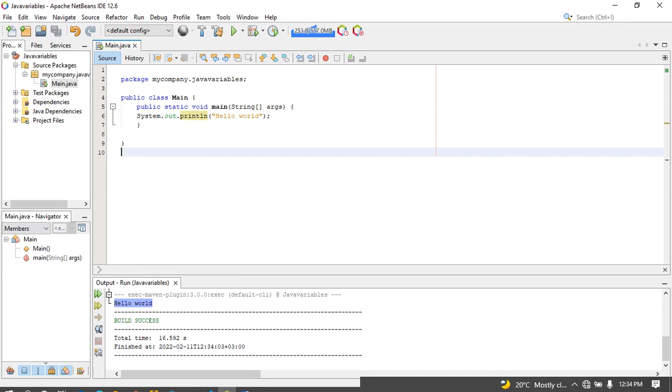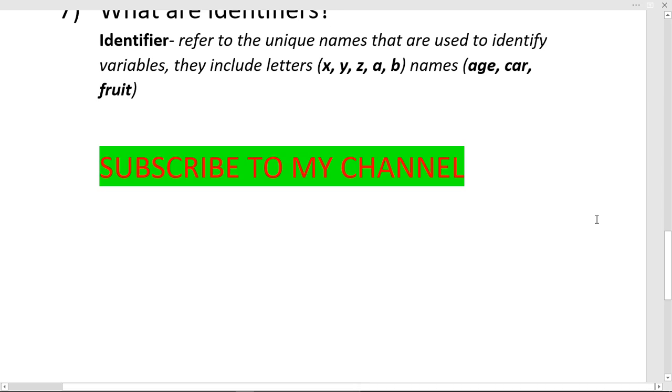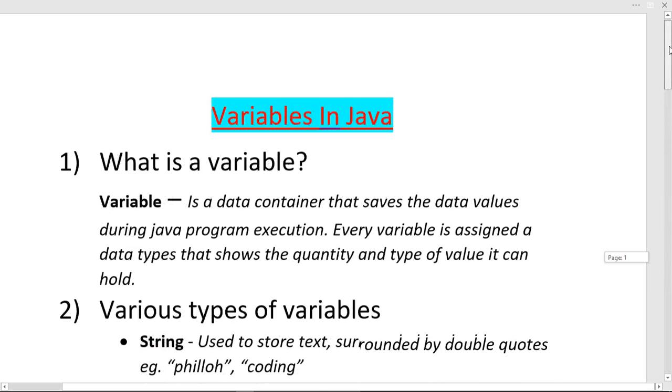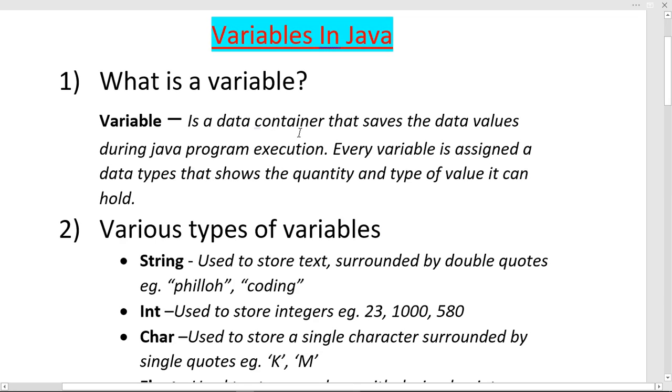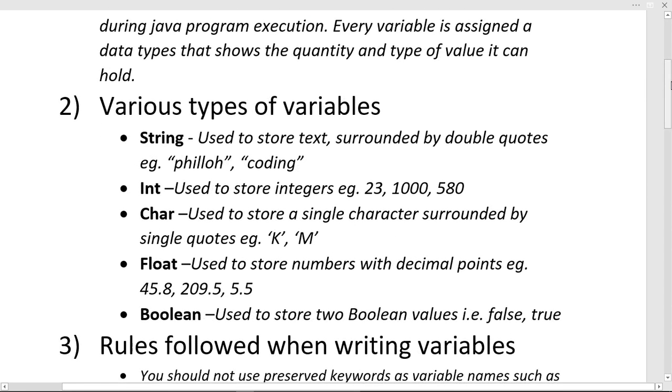Now let's get to today's tutorial, where we have said that a variable is a data container that saves data values during Java program execution. It is assigned different data types: string, int, char, float, and boolean. String is used to store text surrounded by double quotes. We may have a name of a person, Philo, or your hobby, coding. They are surrounded by double quotes, so they are used to store text.